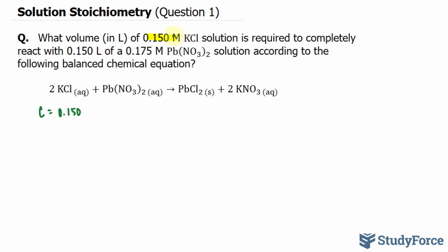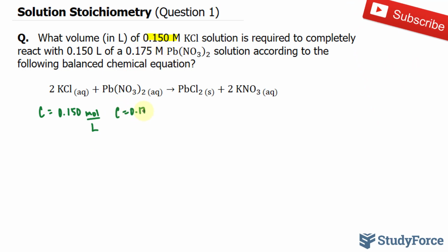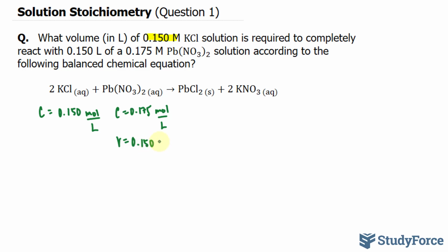And remember, molar is a concentration of moles per liter. So I'll write down moles per liter. We're also told information about the following compound, lead(II) nitrate. And we've been given its concentration of 0.175 moles per liter, and the volume. The volume here is 0.150 liters. What we have to find is the volume of KCl.